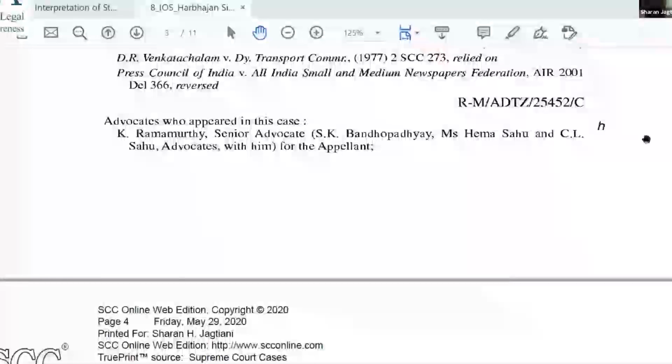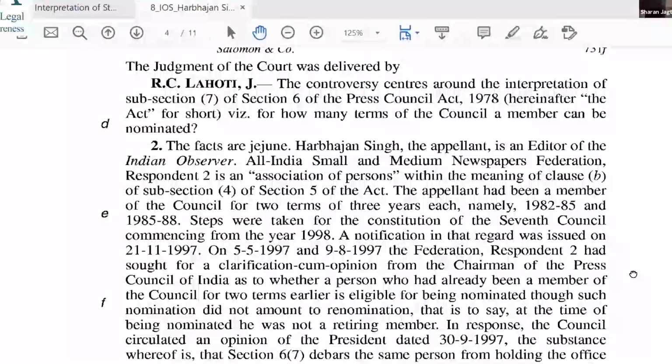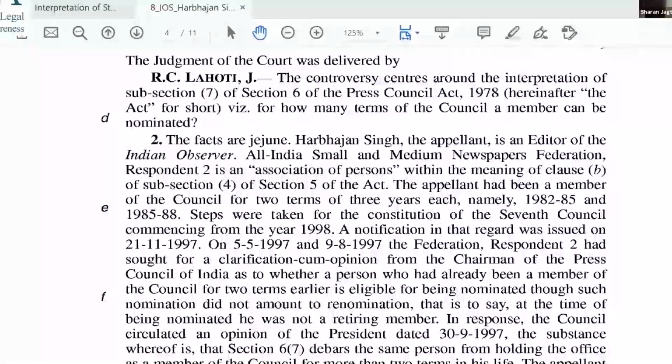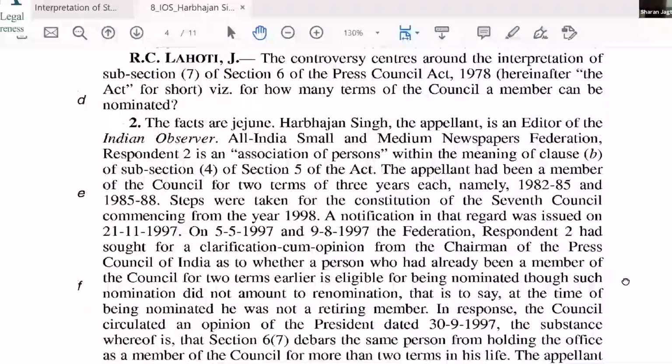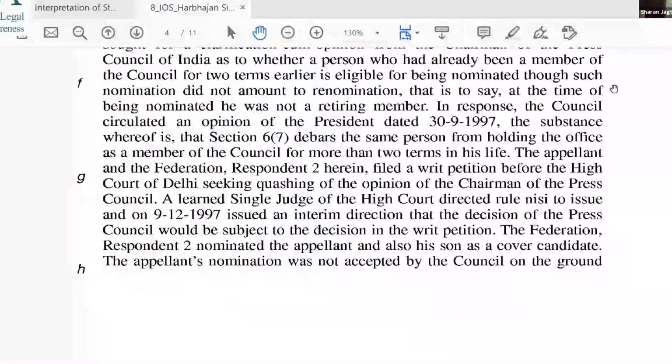Now the controversy in this matter was that the petitioner had previously, at some point in the past, already served 2 terms. He then retired, and then he put his hat in the ring, or filed his nomination, to be appointed or elected to the Press Council for a total of a 3rd term. But keep in mind that the 3rd term was not whilst he was an incumbent member. It was 3rd overall, but there was a gap in between.